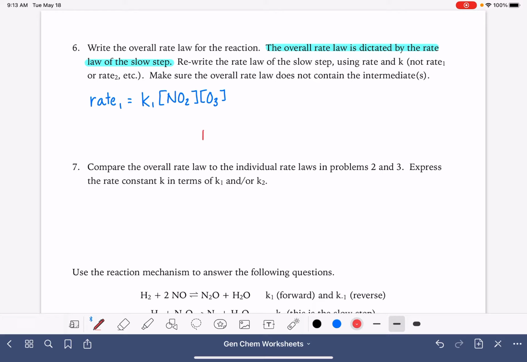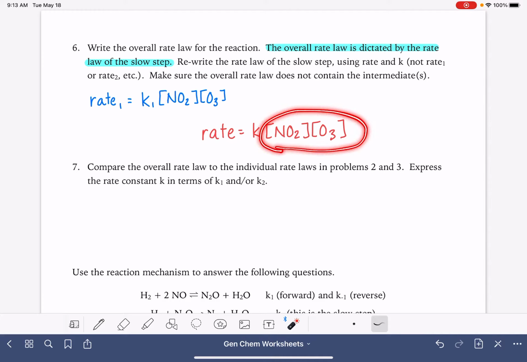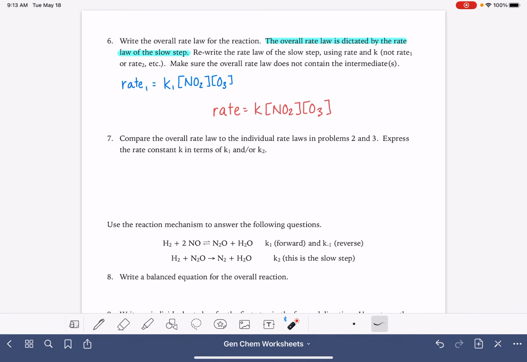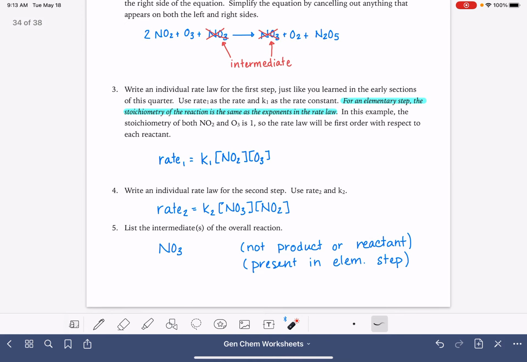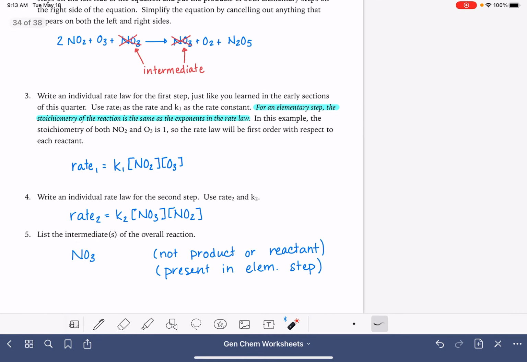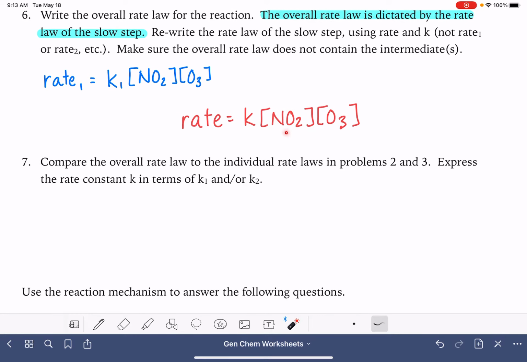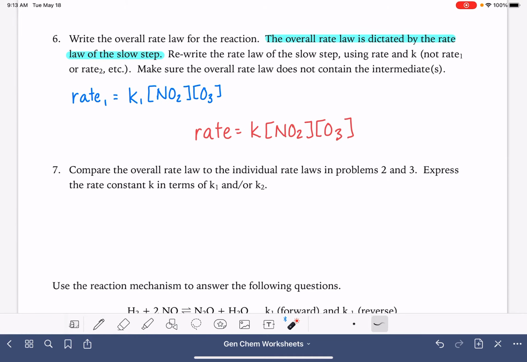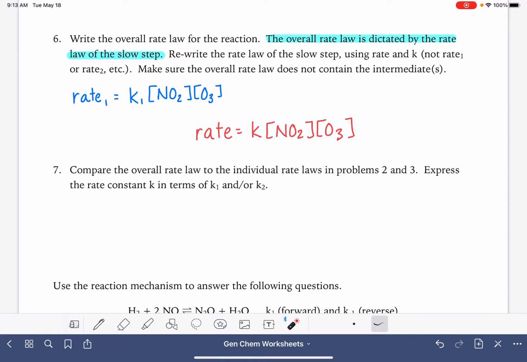I'm going to do that in a different color. Rate equals K [NO2][O3]. And we want to make sure that none of the molecules used in this rate law are intermediates, because again, we can't measure our intermediates. They're not reactants, they're not products. Our intermediate was NO3, and this overall rate law has NO2 and O3. So that means that this overall rate law is good. This is accurate.